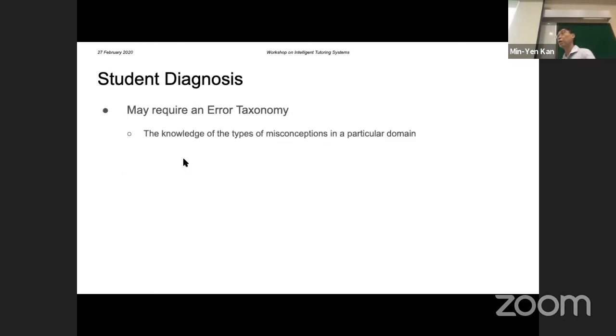Okay, so as you know, you require a very extensive taxonomy of student errors. That's why it's expensive to build. But it's a one-time cost. You build it, you can reach up to hundreds of students.